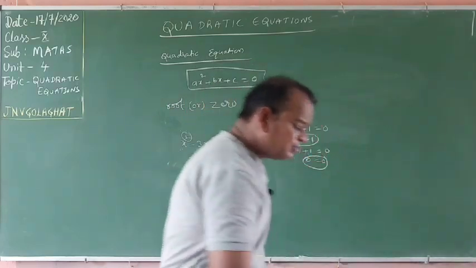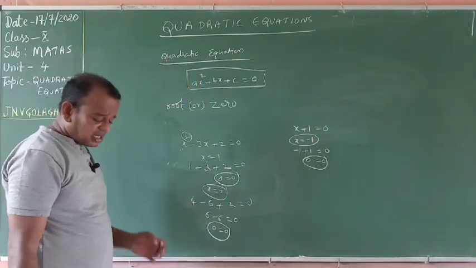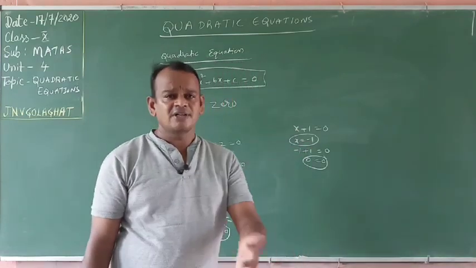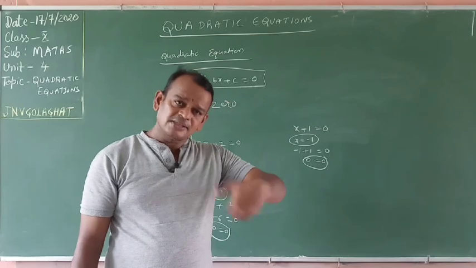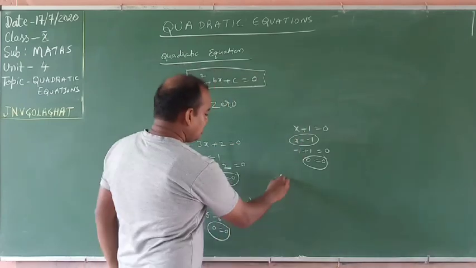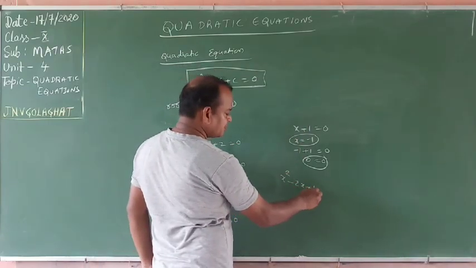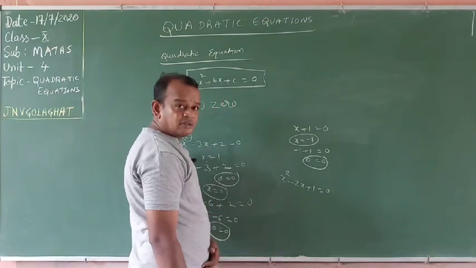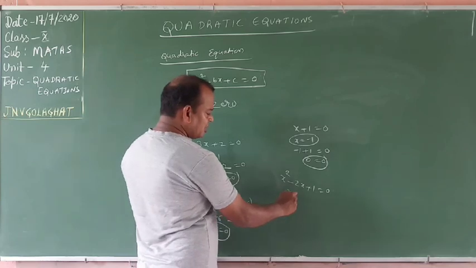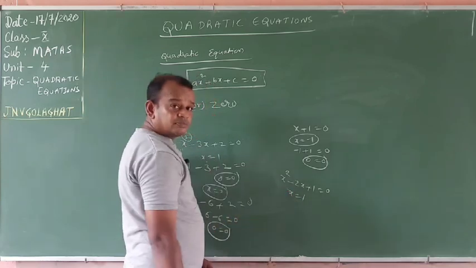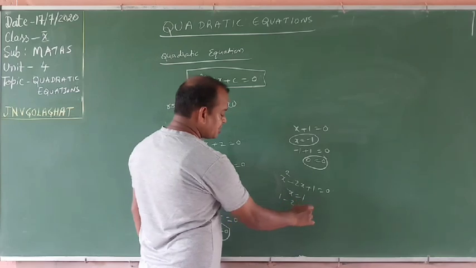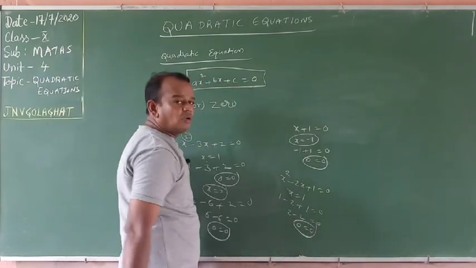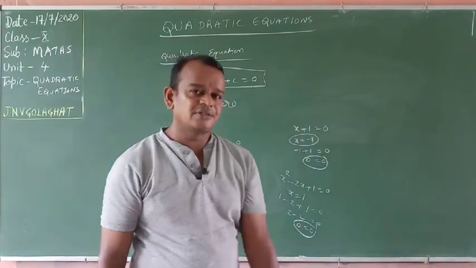Understand or not? Now the quadratic equation compulsorily contains at most 2 values of x. In some cases exactly 2, in some cases less than 2. For suppose you can take this one, x square minus 2x plus 1. Here x value 1: 1 minus 2 plus 1 is equal to 0, that is 0 equal to 0. Only one value of x is satisfied.